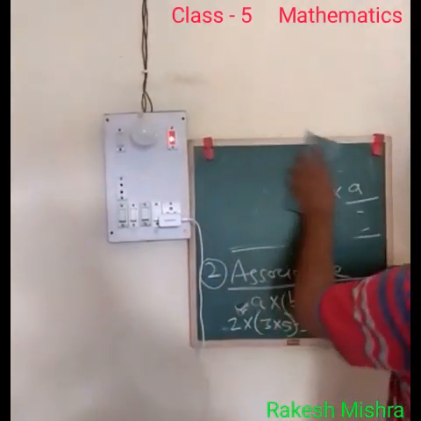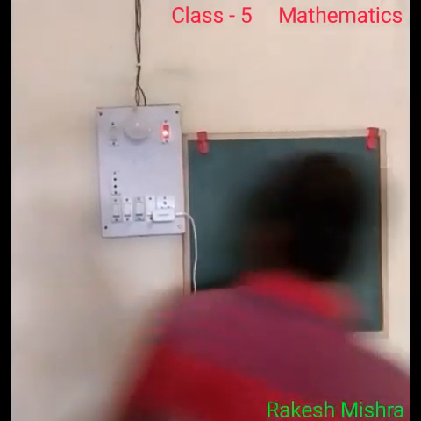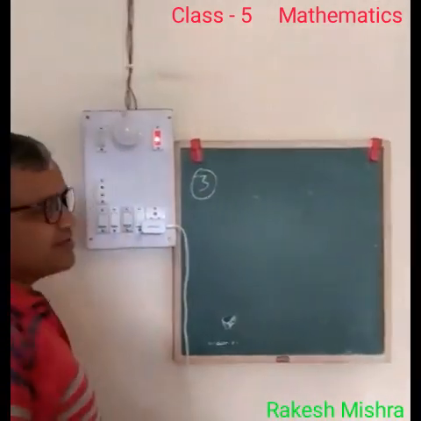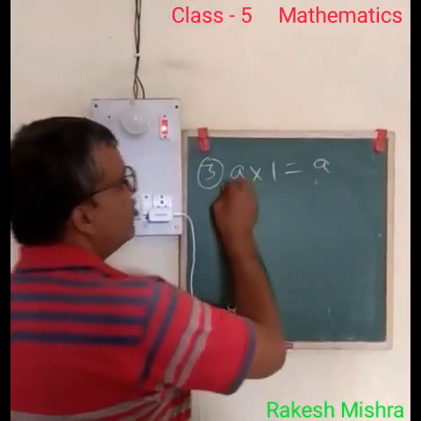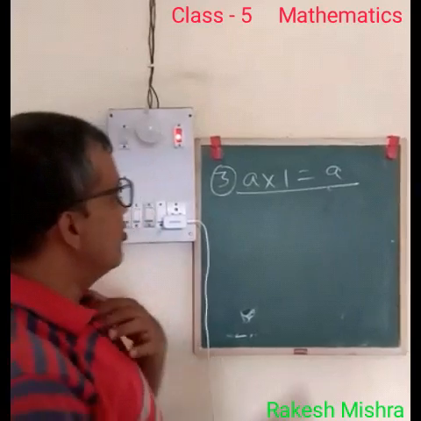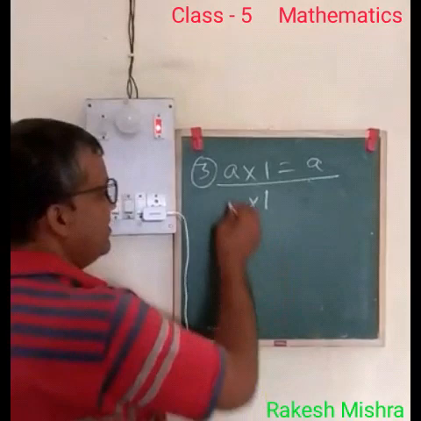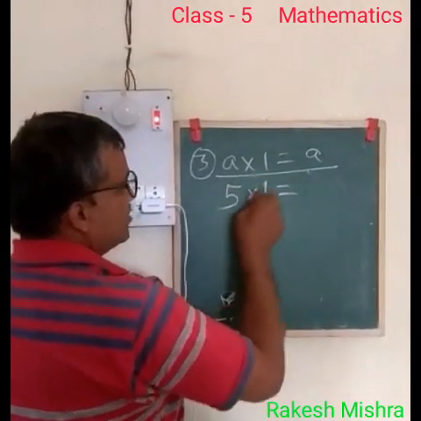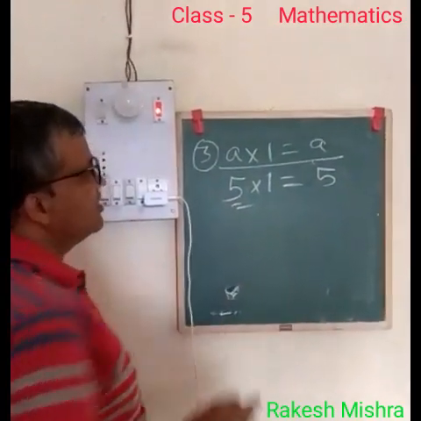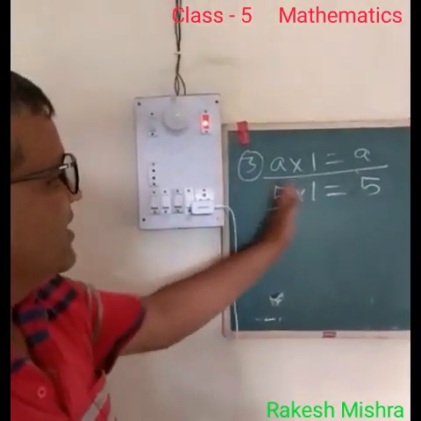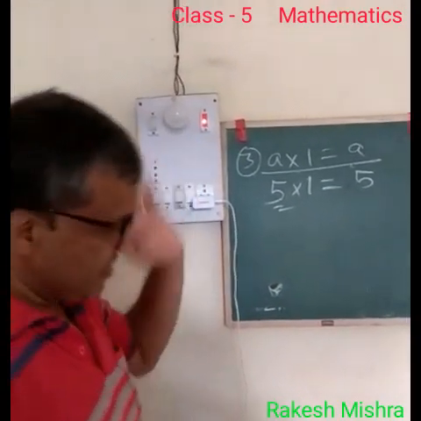Third property we will take as identity property. What is this? A into 1 is equal to A. It means when 1 is multiplied with any number, like here 5, this 5 will be the product. This property is called identity property. Many other properties are valid like this.